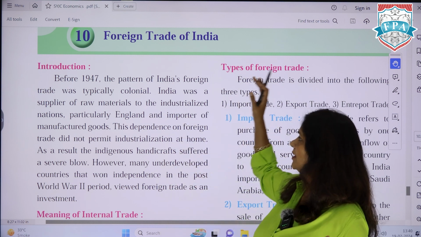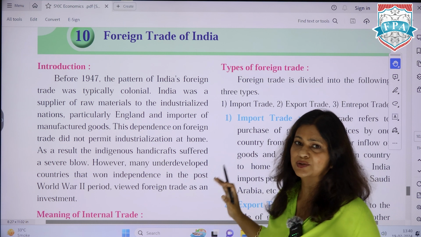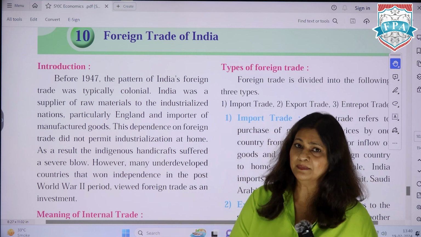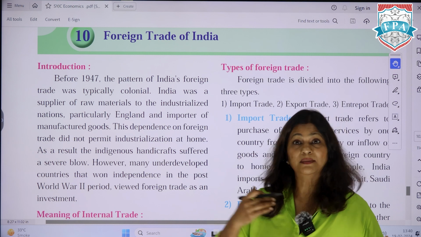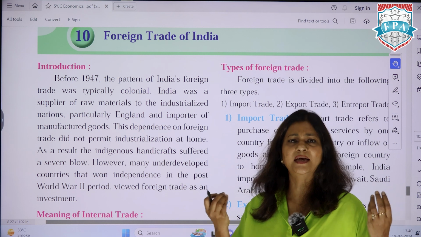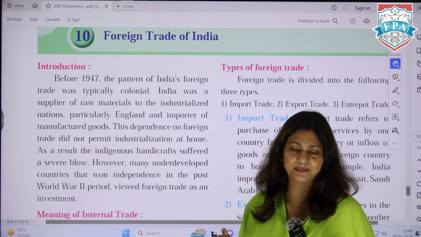So starting typically, what does this chapter have in store for you? First is India का trade pattern कैसा था independence से पहले, बाद में कैसा है, import export वगैरह क्या होता है, features क्या हैं. This is all what we are going to read in this particular chapter.